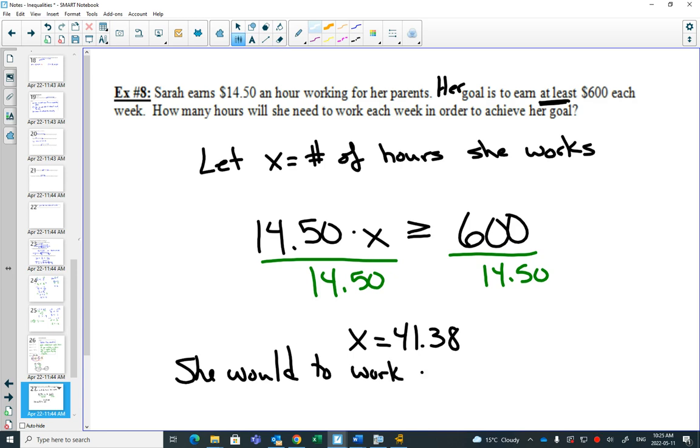We could write it like this. Oh yeah, x, thank you for noticing that. x is bigger than or equal to, thank you. She would need to work more than 41 hours.